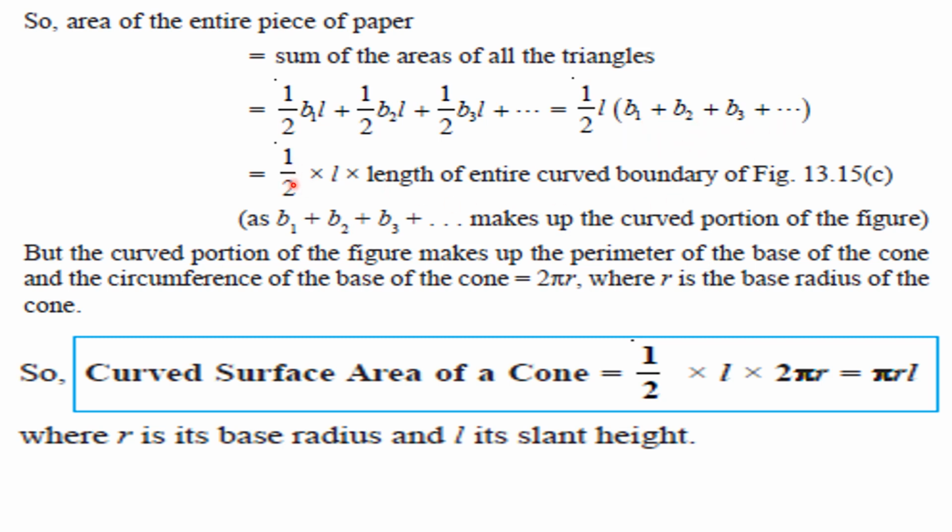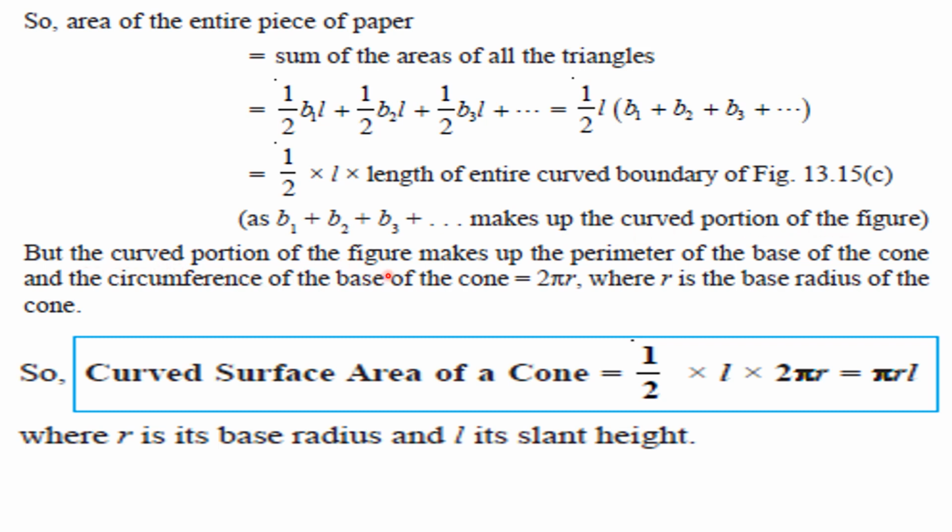Right. That is equal to 1 by 2 into L into B1 plus B2 plus B3 and so on. What does this denote? This is nothing but the length of the entire curved boundary of figure 13.15C. The sum of all these lengths is equal to the length of the entire curved boundary, as B1 plus B2 plus B3 and so on makes up the curved portion of the figure. Understood this point, my children?